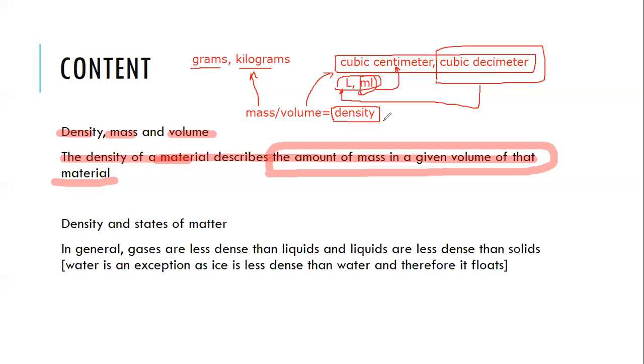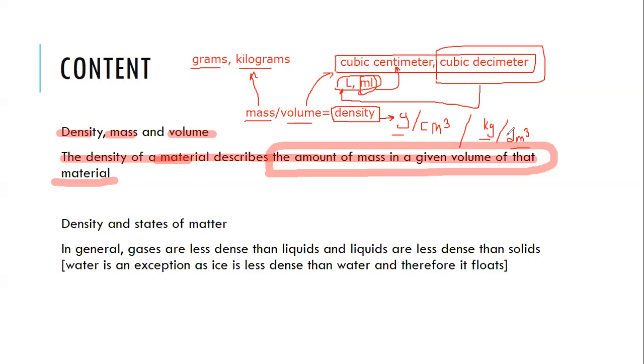And then you talk about the price, etc. When we talk about the units for density, we said it's going to be grams per cubic centimeter, or kilograms per cubic decimeter. So if I use the mass in grams, the volume should be in cubic centimeters. If I use the mass in kilograms, the volume should be in cubic decimeters. That's how we can identify the density.